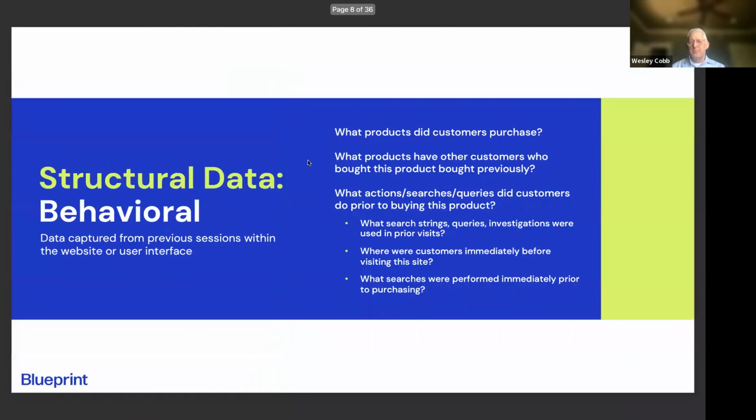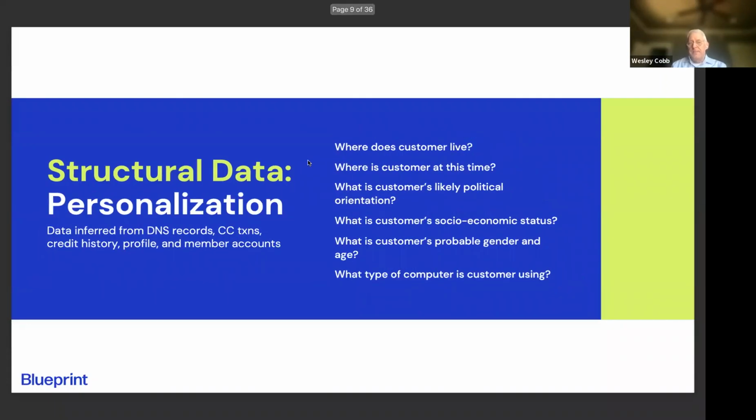To dive a little bit deeper into that, behavioral structural data is content of the sort that gives you information about what products customers have purchased, what products other customers who purchased these same sorts of things have bought previously as well. That way you can try to correlate what one user is looking at versus what other users have bought in the past. What types of actions and searches and queries did users do prior to buying this product? So were there particular strings that were used? Were there particular other customers in different contexts that came here from other websites? That's a possibility.